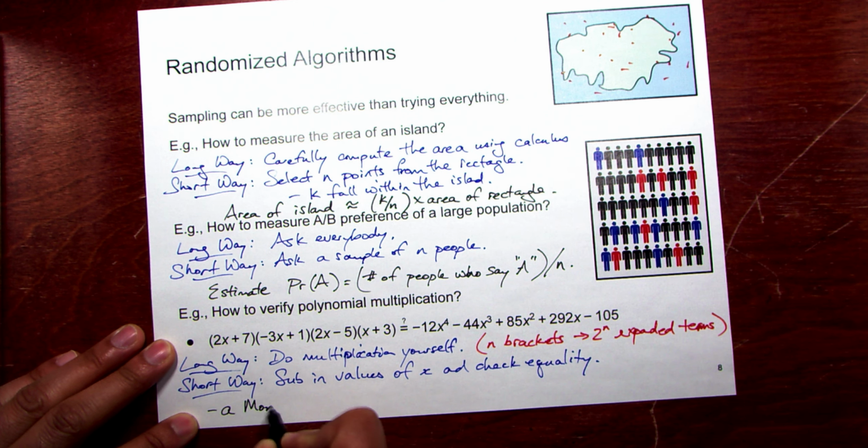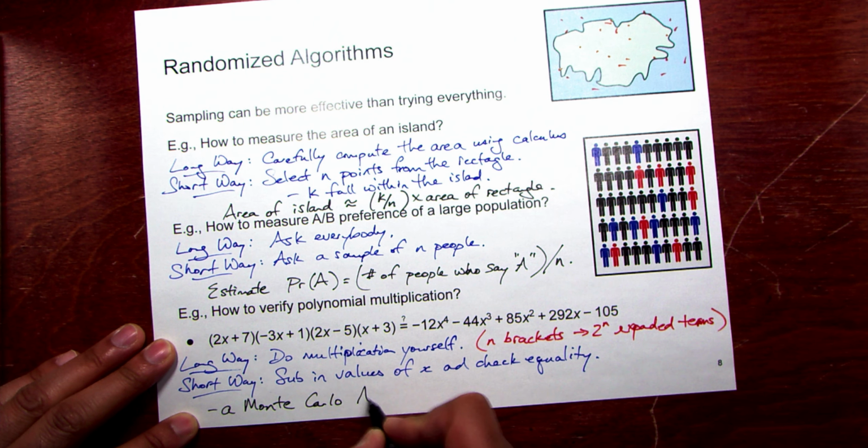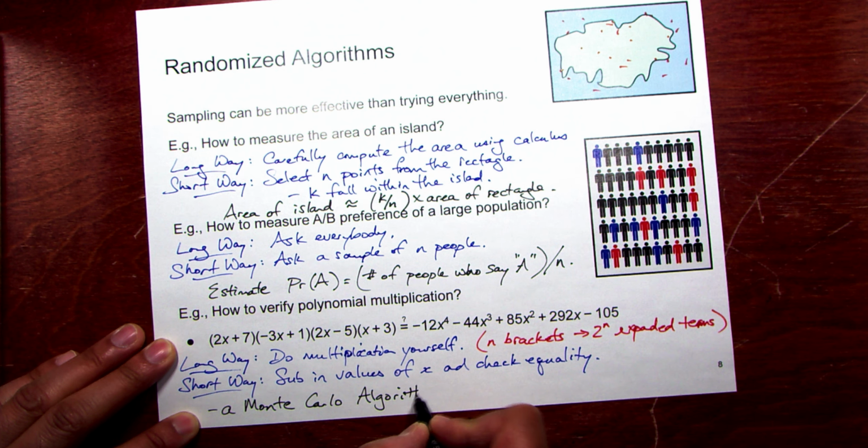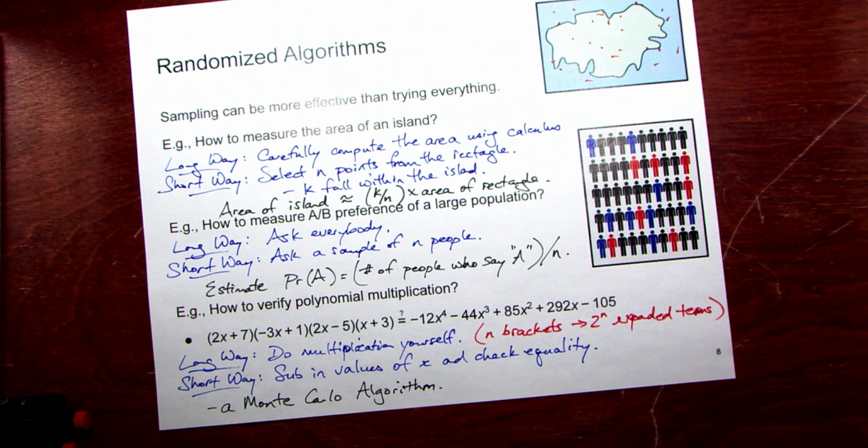This technique of keeping on trying things until you're bored is called a Monte Carlo algorithm. And I'll talk a bit about this on the next slide.